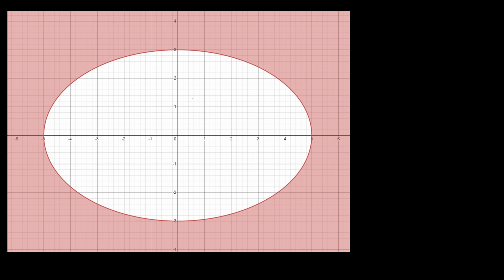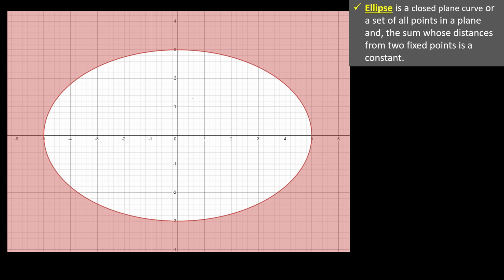So next, let us define what is ellipse. So actually, circle is a special case of ellipse. So whereas the plane is perpendicular to the axis of the cone. So aside from that, when we say ellipse, it is also a closed plane curve or a set of all points in a plane, and also the distances from the two fixed points is a constant. When we say constant, it is a fixed value or it is the value that is unchangeable.